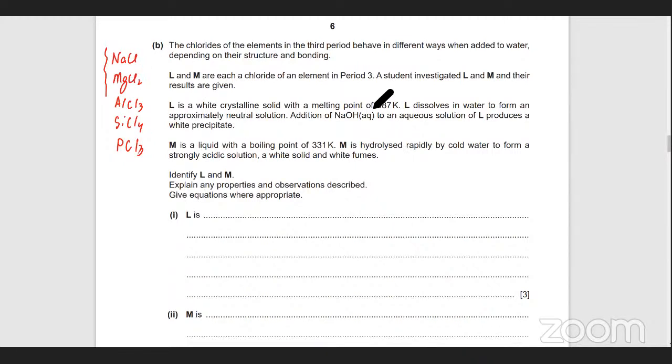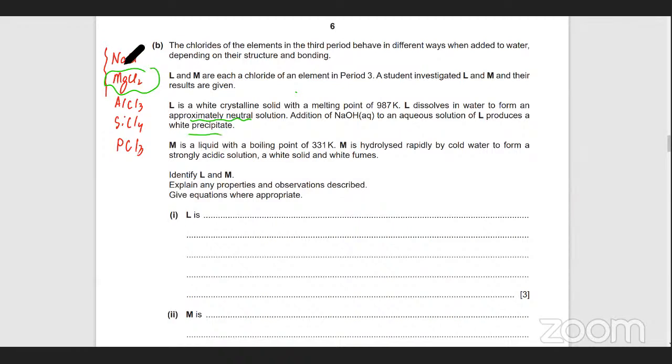So the first two are ionic. So it dissolves in water to form an approximately neutral solution. Adding NaOH to an aqueous solution of L produces a white precipitate. So probably the first two, and probably the second one, because it says approximately neutral. So it's probably MgCl2. There will be a little bit of hydrolysis too, so that's why it's approximately neutral. I said 6.5, so it's approximately neutral. Plus it's also forming a precipitate.